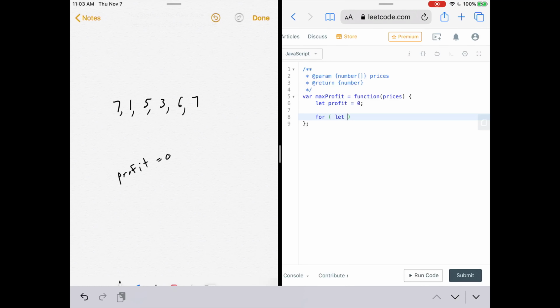Now we have to loop over every number in the array. So for let i equal 1. Why is i 1 instead of 0? Because we're starting at the number 1, and we're going to compare it to the number to the left of it, which is the number 7. So let's finish this. i is less than prices.length. And then i++.